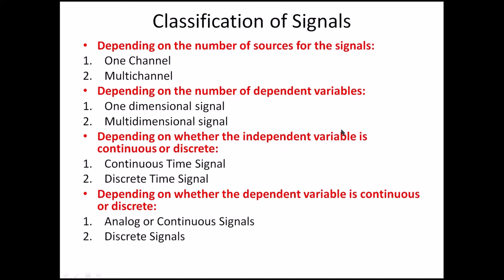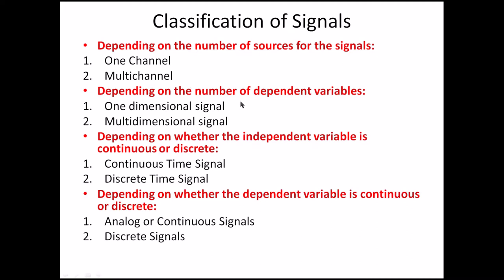So we discussed everything about signal: the definition, the noise signal, some examples. Now let us discuss the classifications of signal. Here are some classifications of signal. Depending on the number of sources for the signal, a signal can be categorized in two types, one channel and multi-channel.